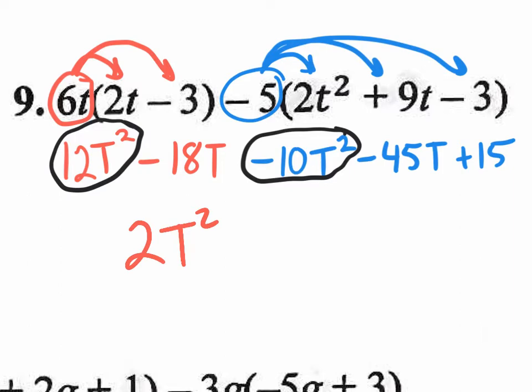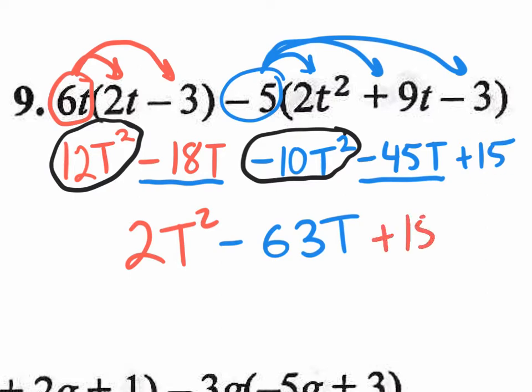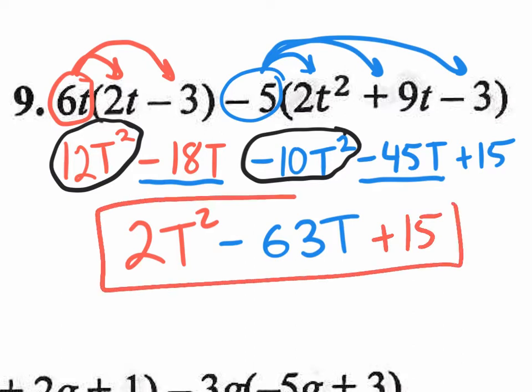Moving on to the t's. I have negative 18t with a minus 45t. That's going to be a minus 63t, correct? So you're going to put minus 63t. And last but not least, let's combine the numbers with the numbers. And there is no other number besides that constant 15. So I'm going to bring down that constant 15. Ladies and gentlemen, if you check the back, that should be your answer on number 9.